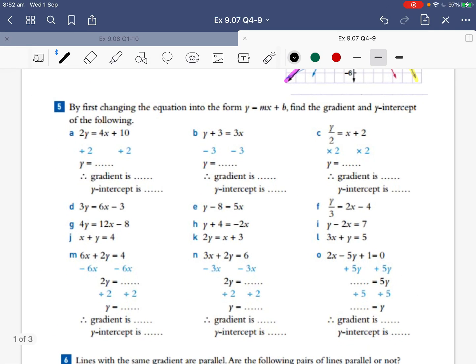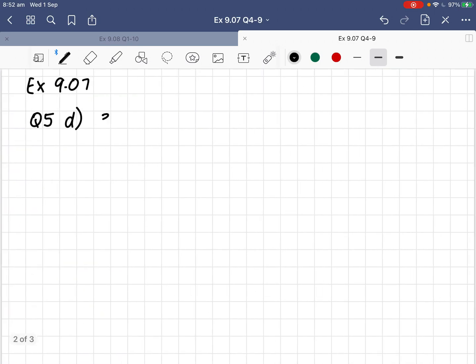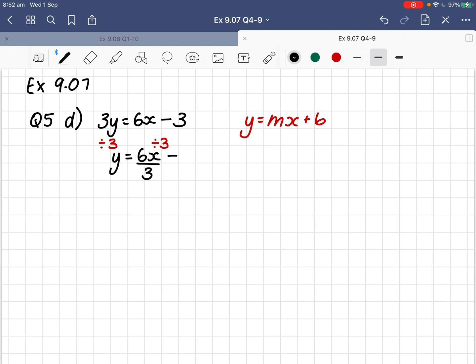So for D, we have the equation 3y equals 6x minus 3. And what we're trying to do is get it into the form of y equals mx plus b. So what we want is for that y to be by itself. What we have now is 3 times y, so I'm going to divide both sides of my equation by 3. So what that means is I'll have y equals 6x over 3 minus 3 over 3. So we have to divide both terms, 6x and minus 3, by 3.